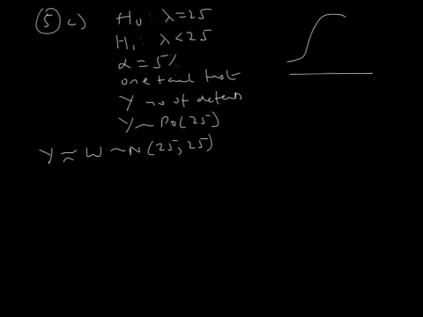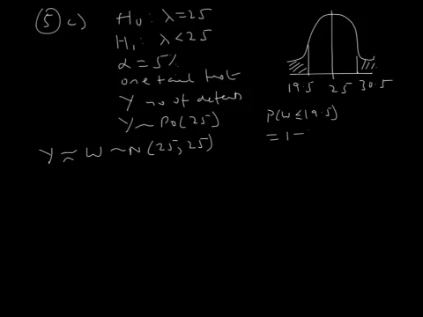We found 19 defects. So in our normal distribution, there's 25. If 19 is slightly to the left here, we want to include 19, so this number here has to be 19.5. So we're looking for this area here. By symmetry, that's the same as this area over here, where this number is 30.5. So we want the probability that W is less than or equal to 19.5, which is 1 minus the probability that W is less than 30.5.